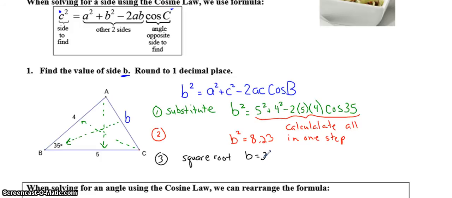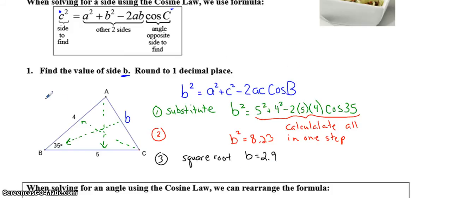Always round side lengths to 1 decimal place. If you leave this number as exact in your calculator, you'll get a more accurate answer than if you just take the square root of 8.23, chopping off all those numbers afterwards. So that's how you solve for a side.